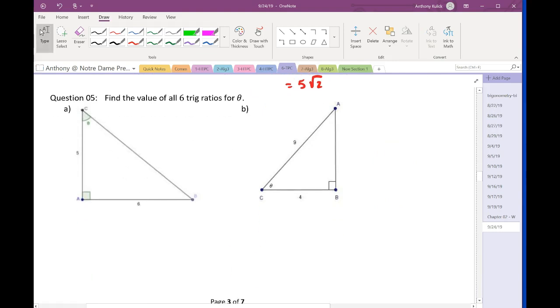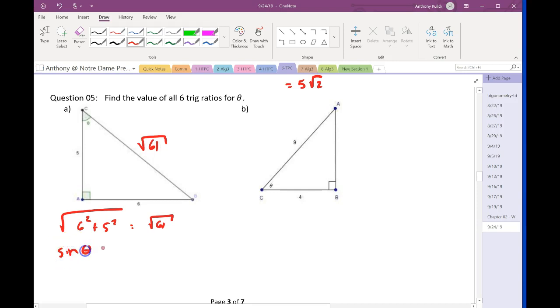So in question 5, we want to find the value for all 6 ratios for theta. The first thing I'm going to do is use the Pythagorean Theorem to figure out my other missing side length. So I have the square root of 6 squared plus 5 squared. 6 squared is 36. 5 squared is 25. 25 plus 36 is 61, so the square root of 61.